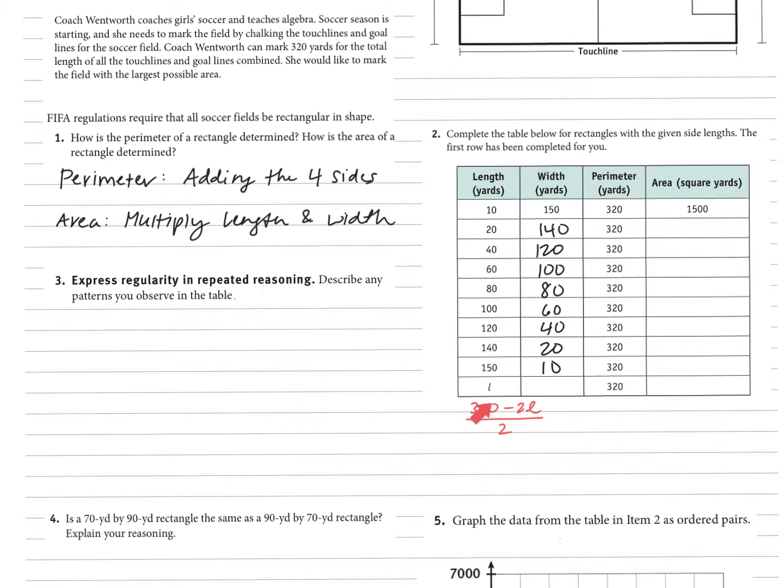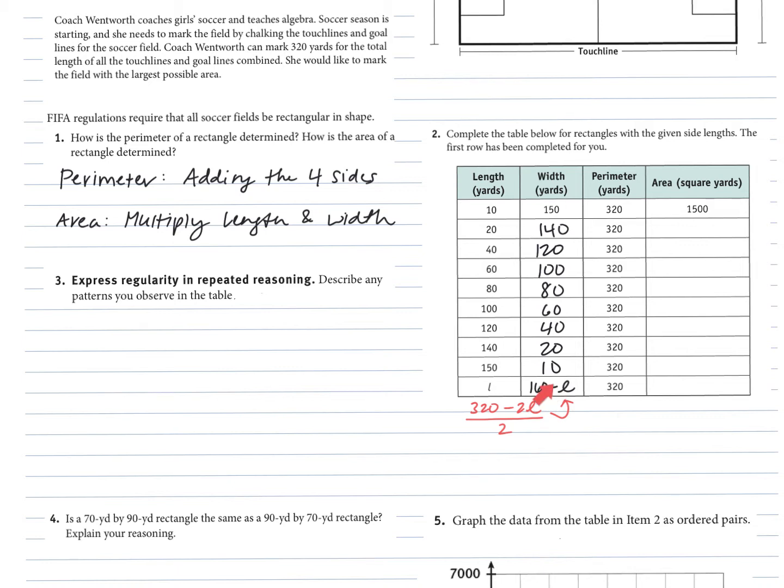So think about this. We have 2 pieces in our numerator. We're dividing by 2, so we can actually divide each of those terms by 2. So the way we can rewrite that is 320 divided by 2, well, that's 160. And then we're subtracting, well, 2 divided by 2 is just 1, so we're subtracting L. So that's one way that we can write the width if we have a length of L.